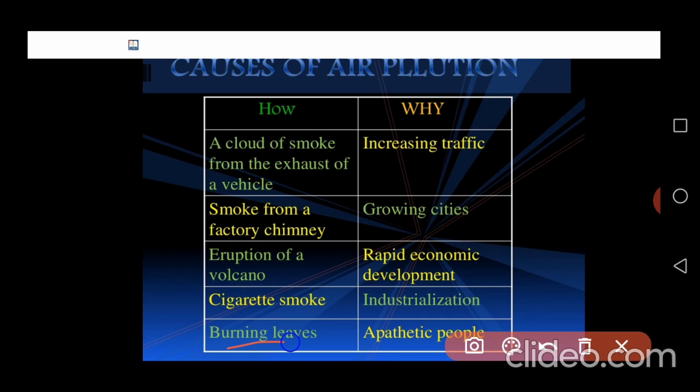So that garbage will be transported to the outside of the particular cities. Finally, they burn it. So during burning of that garbage, what is released? Very dangerous gases, including carbon monoxide. Finally, that causes air pollution.